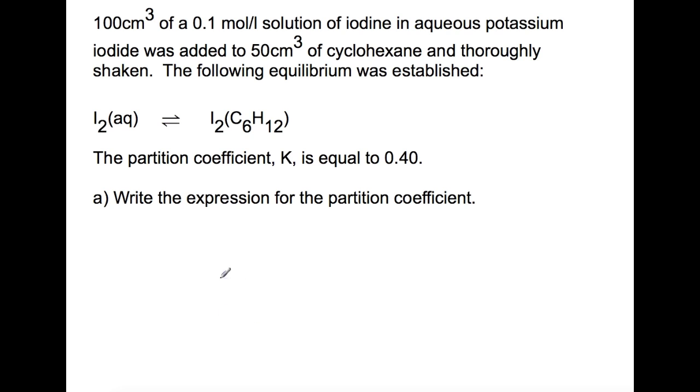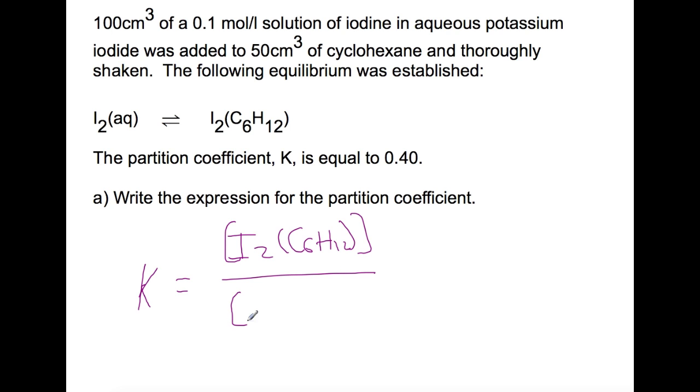So writing a K expression for partition coefficient is the same as for any other equilibrium. We take the concentration of our product, which here is the iodine within the cyclohexane layer, and we divide it by the concentration of our reactant, which is iodine in the aqueous layer.